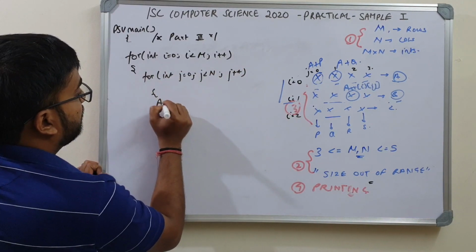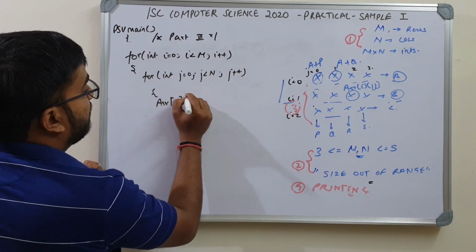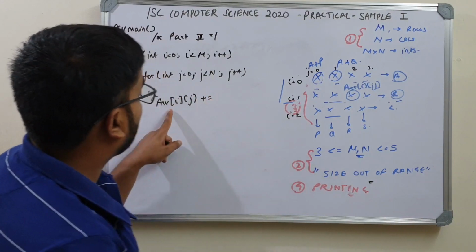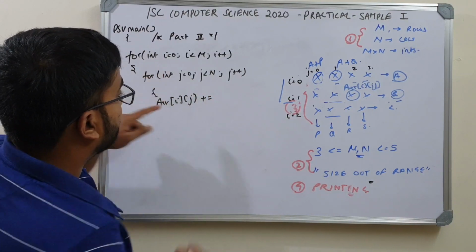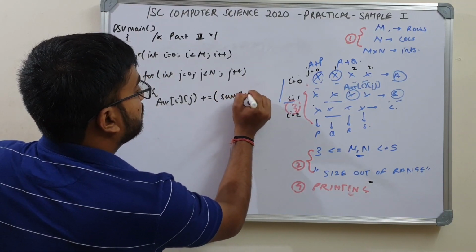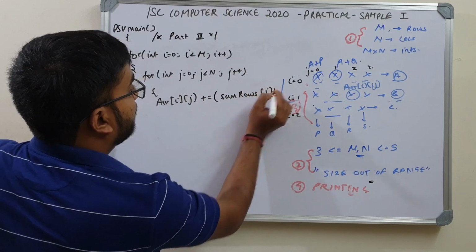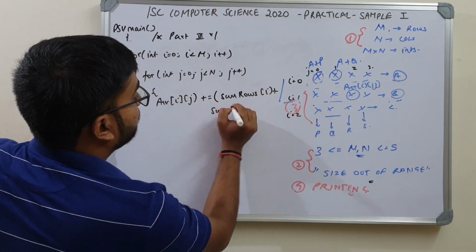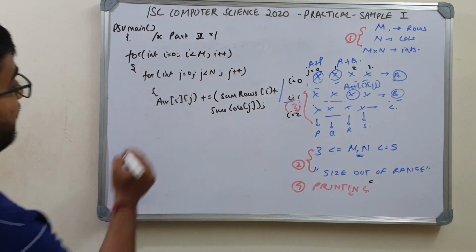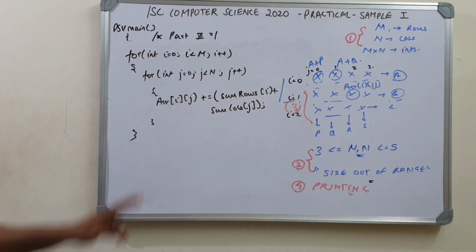So I am going to say arr of i j plus equal to the corresponding row. So row is i, so we are going to add sum rows of i plus sum cols of j. And this is how processing is complete.